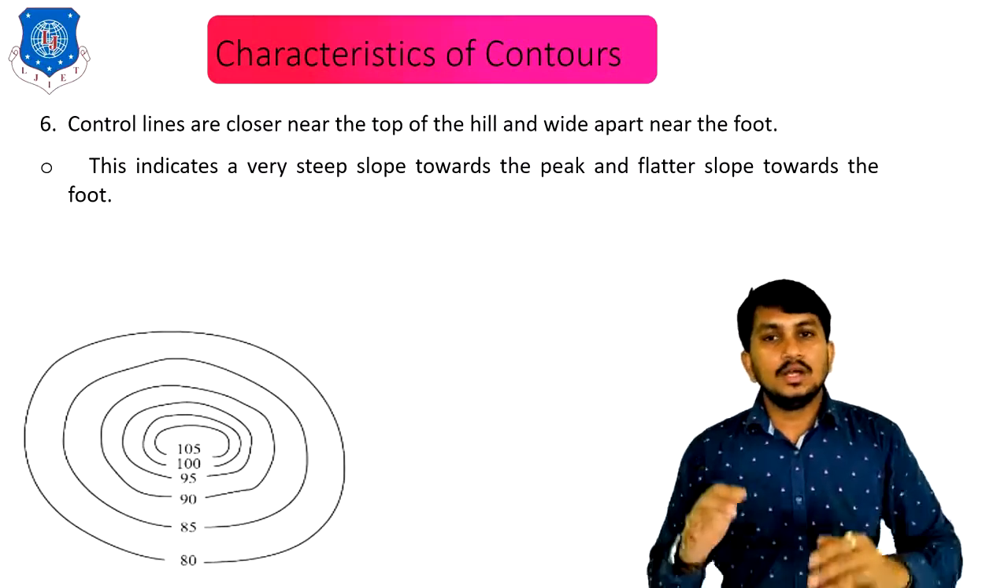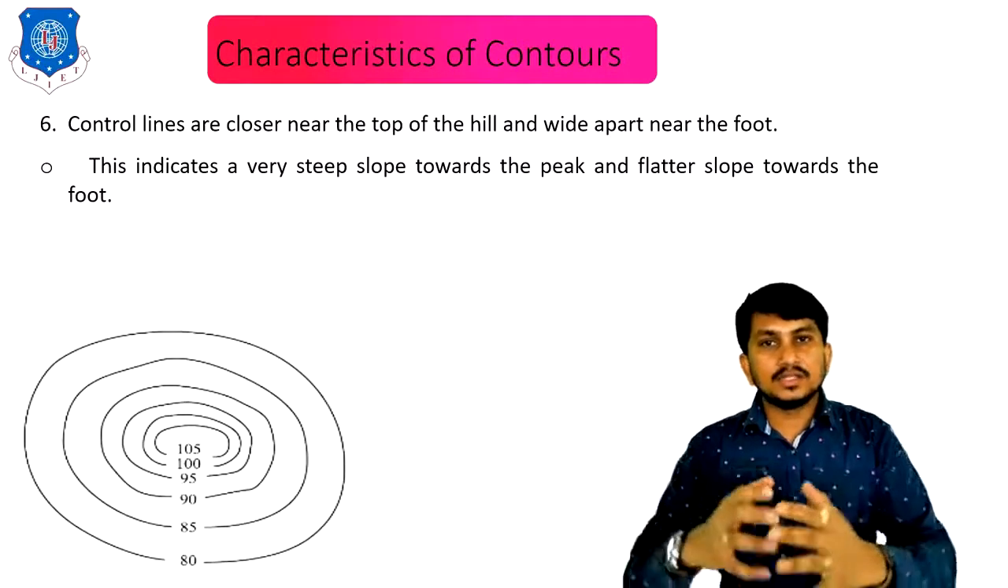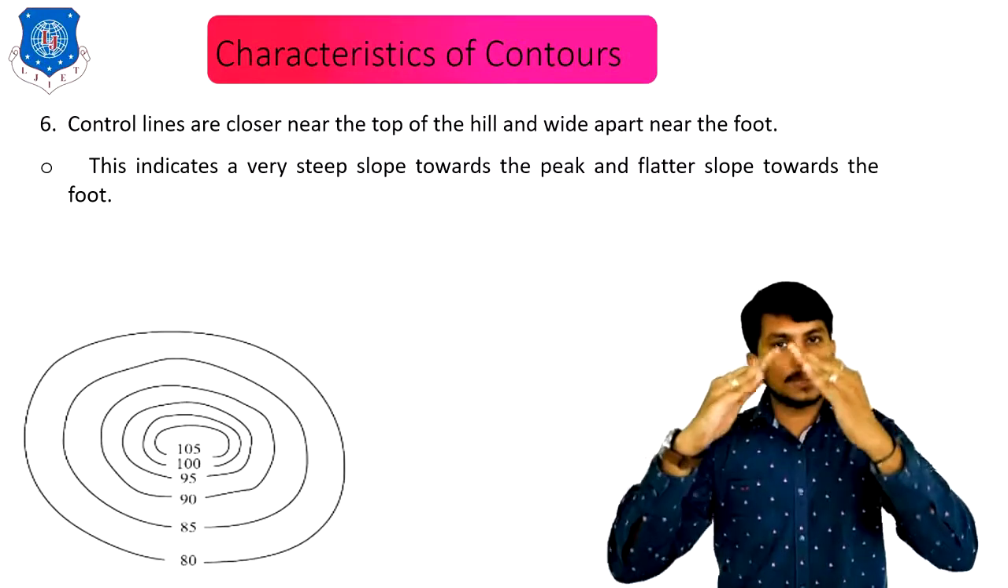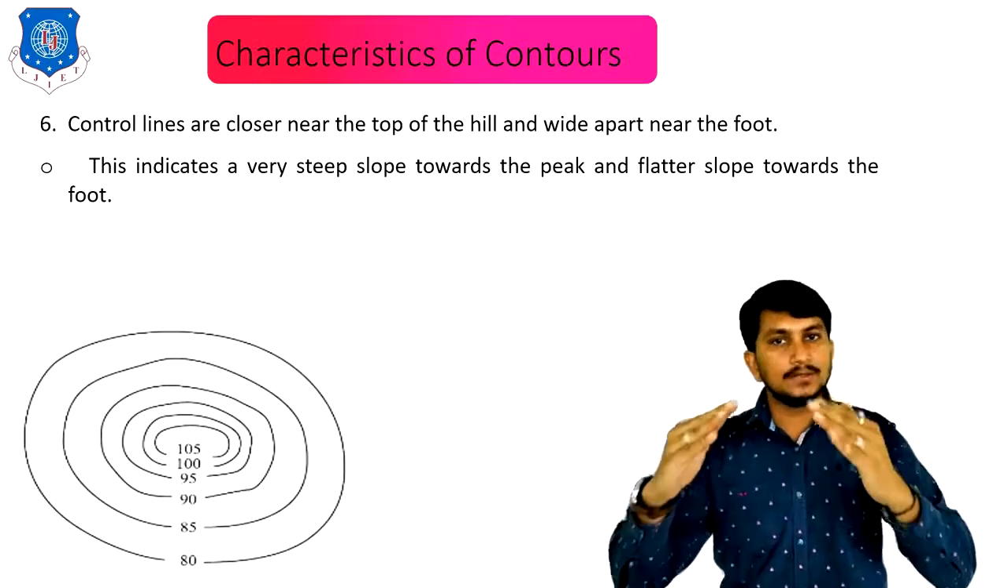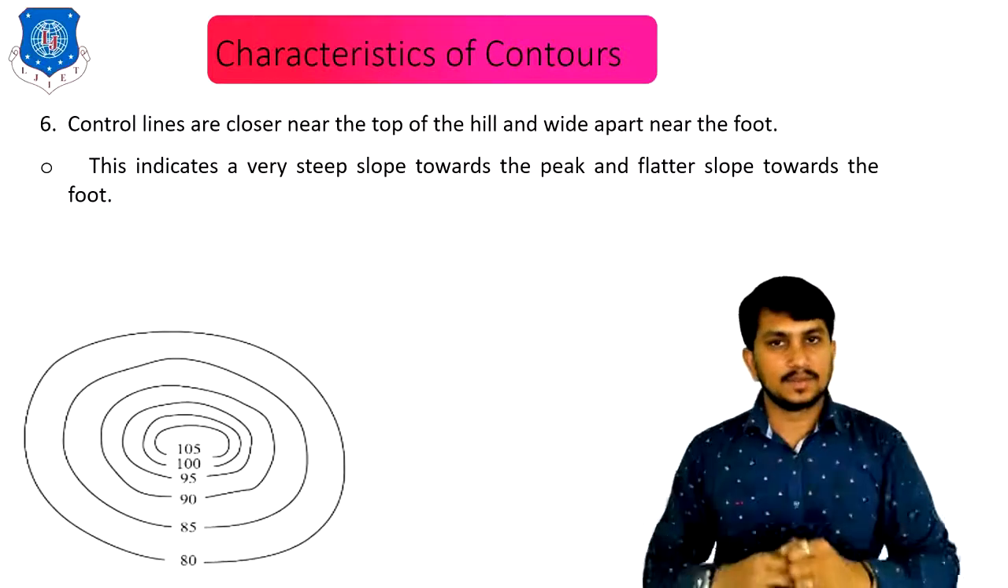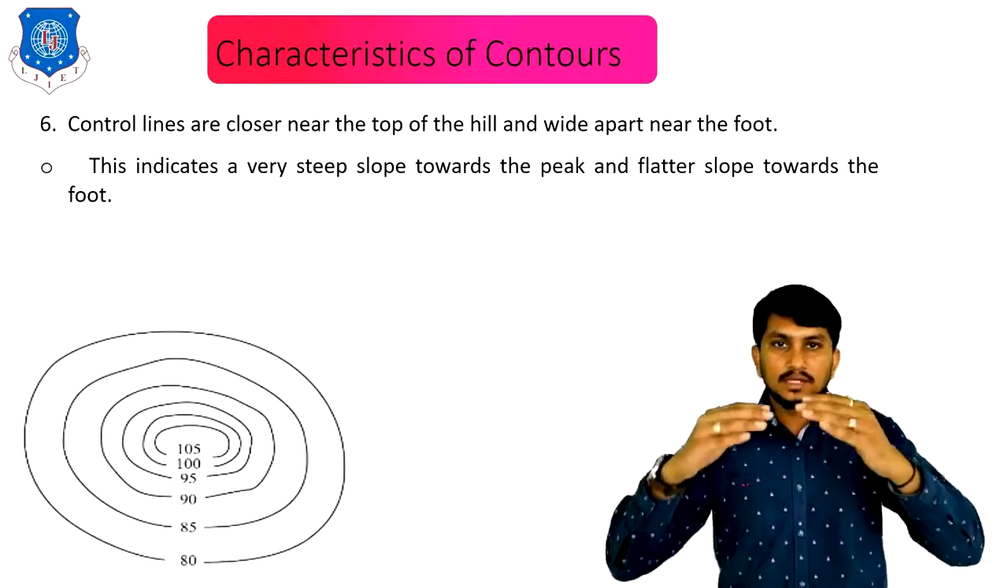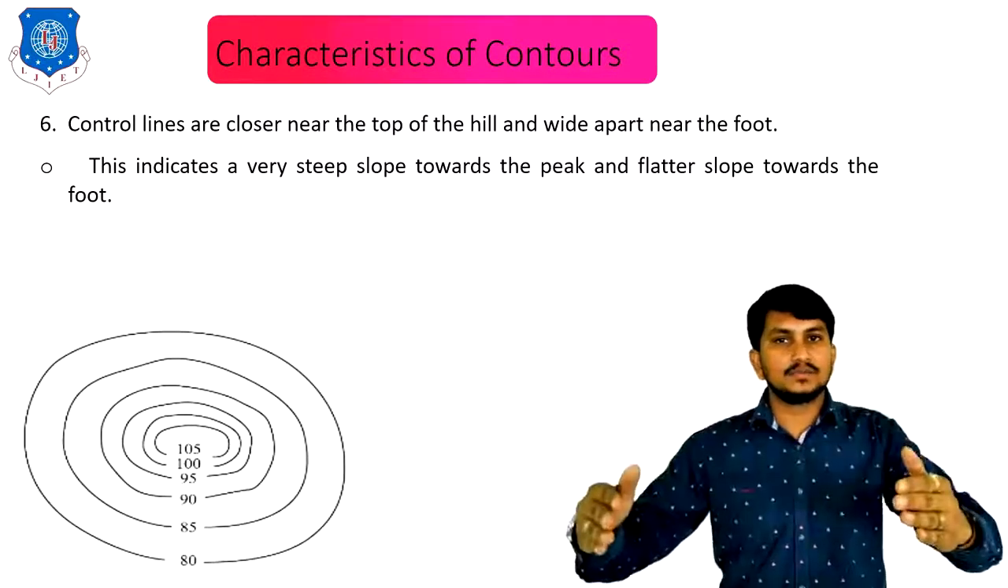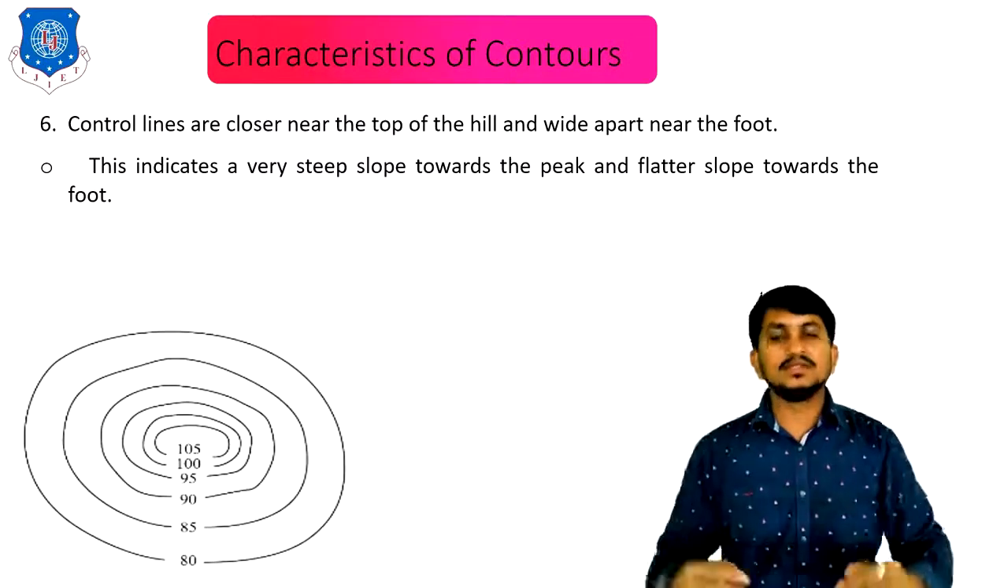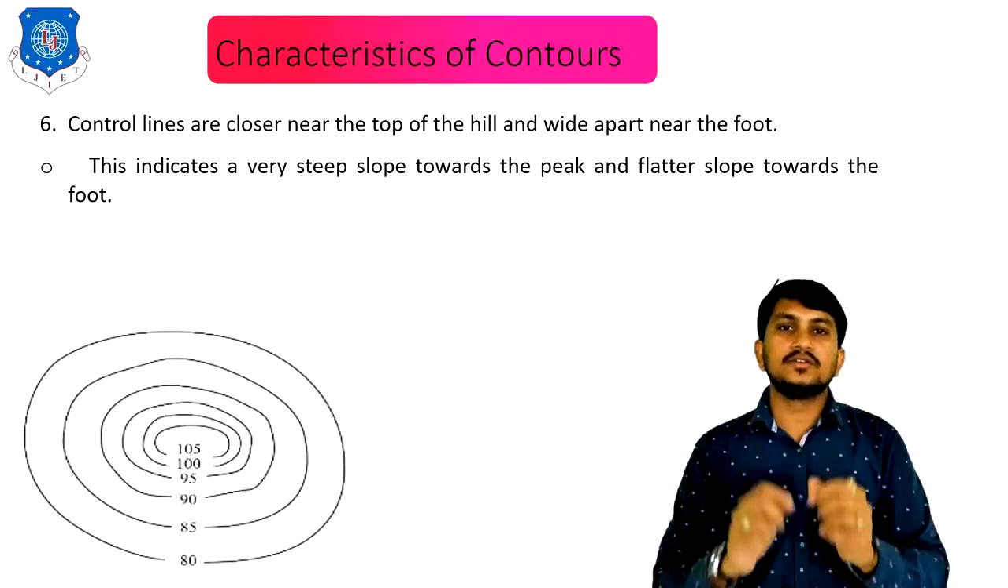So contour lines are closer near the top of the hill because there is a steep slope, and where there is a steep slope, the horizontal equivalent will be less. And the contour lines are far from each other because of the flatter slope, because in a flatter slope, the horizontal equivalent will be more.